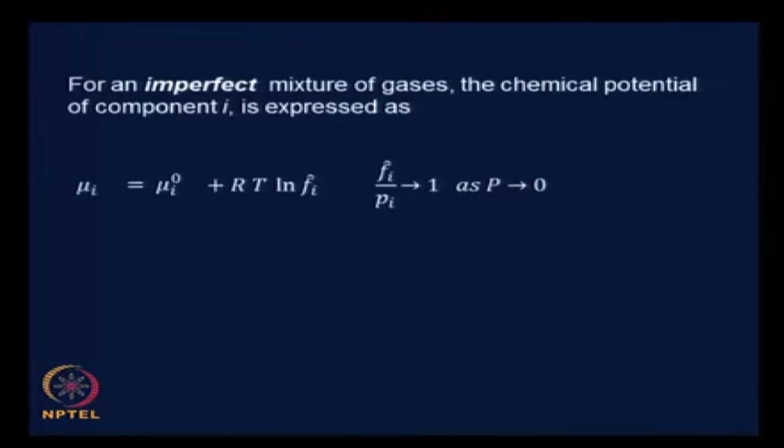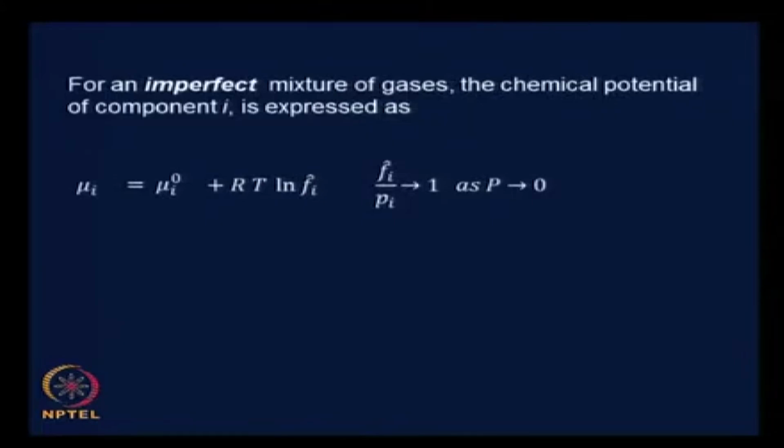The fugacity of the component I in solution is given as Fi hat, and again we should state for completeness that Fi hat by the partial pressure of I, Pi, as you know, partial pressure is the pressure exerted by that part of the gas mixture alone, which corresponds to the component I. Fi hat by Pi tends to 1 as the total pressure tends to 0. Let us call this equation 4.2.